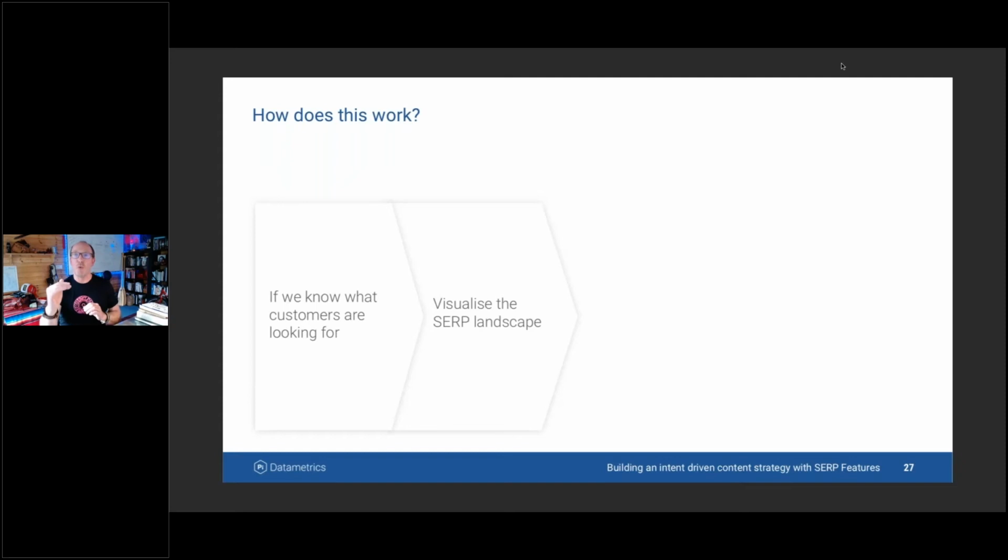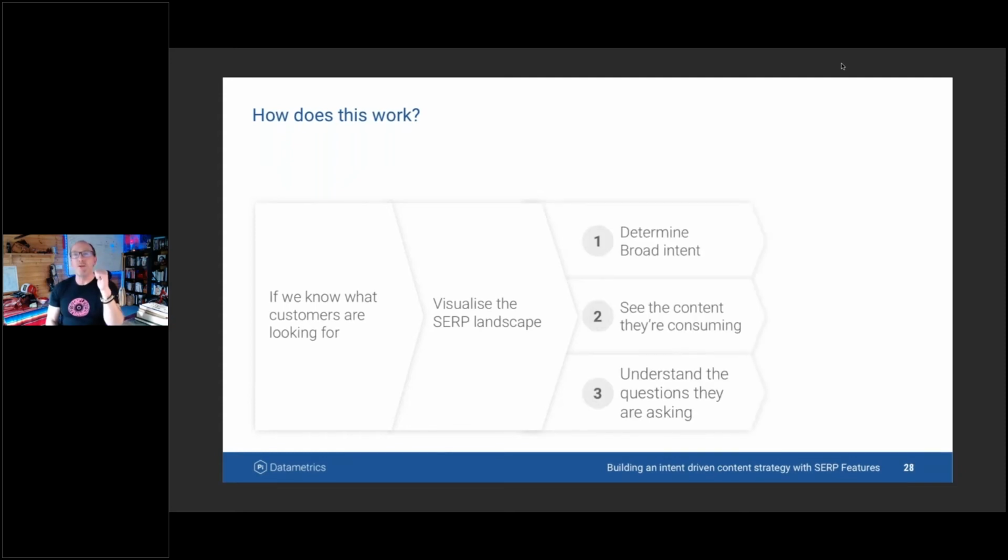Okay, and we can derive 3 initial layers of information. We can determine broad intent. Now, broad intent or search intent was a term originally coined by a guy called Andre Broder in 2002. He used to work at Alta Vista before he ended up as a data scientist at Google. Okay, he came up with 3 types of intent. We're going to expand those out today.